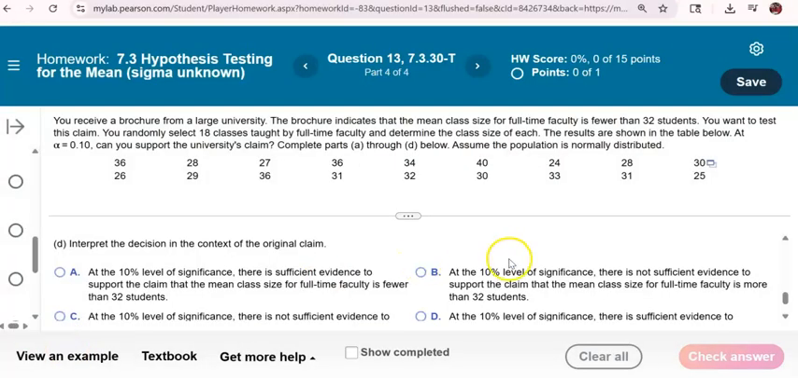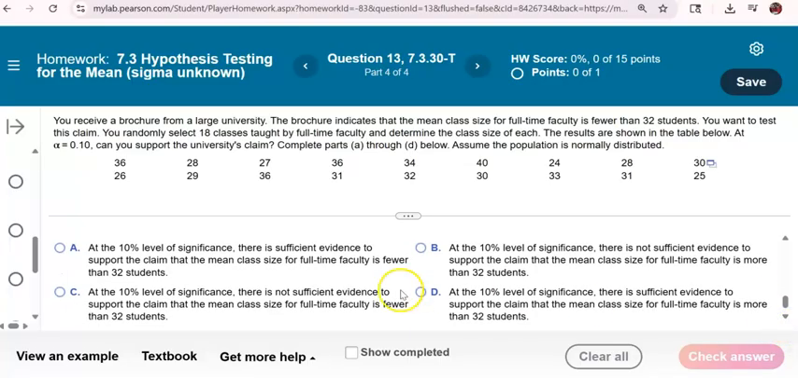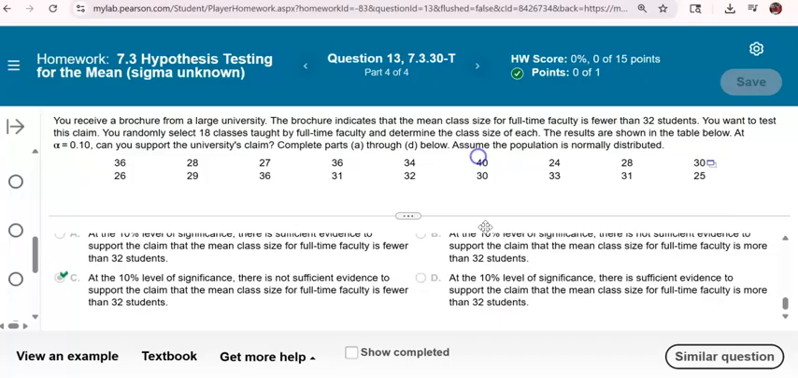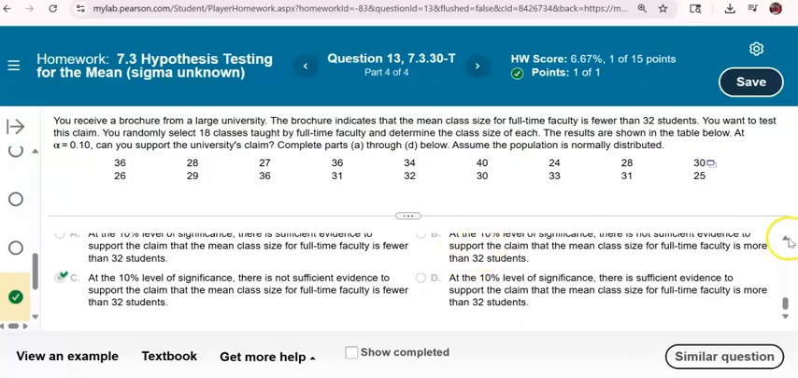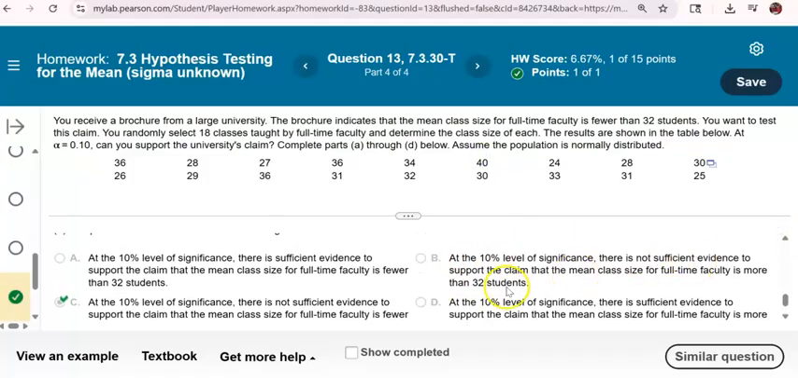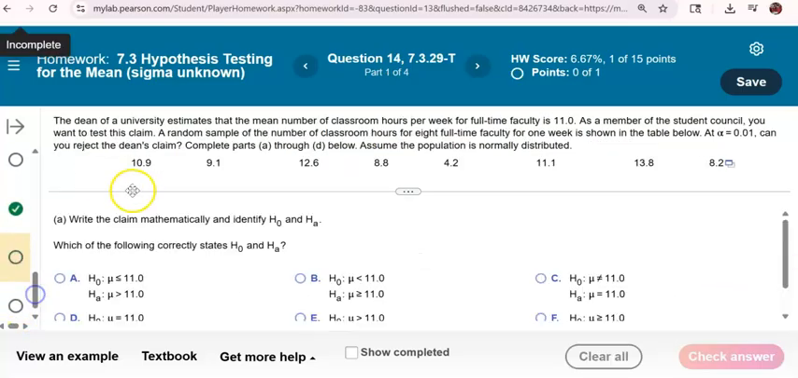All right, and then with these interpretations, just make sure that you understand it was fewer than, that's a less than, so that's still going to be what we compute. So there's not sufficient evidence to support the claim that it's fewer than. So that's C. Okay. B is tempting because I see there's not sufficient evidence, but it says more than. So just be careful. It goes back to the original claim. All right, let's just make sure we got it down.